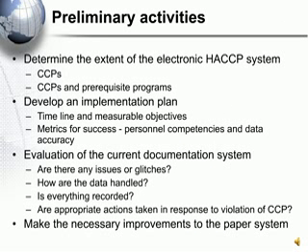The first preliminary step is to determine the extent of the eHACCP system. Will the system cover just the CCPs, or will the system be used to cover both the CCPs and prerequisite programs? A good place to start is the entry of CCP data. Then once this is accomplished, the eHACCP system can be rapidly expanded to cover the entry of prerequisite program data. Next, an implementation plan should be developed. The implementation plan defines success, key milestones, and measurable objectives. The measurable objectives should include employee competencies and requirements for data accuracy.